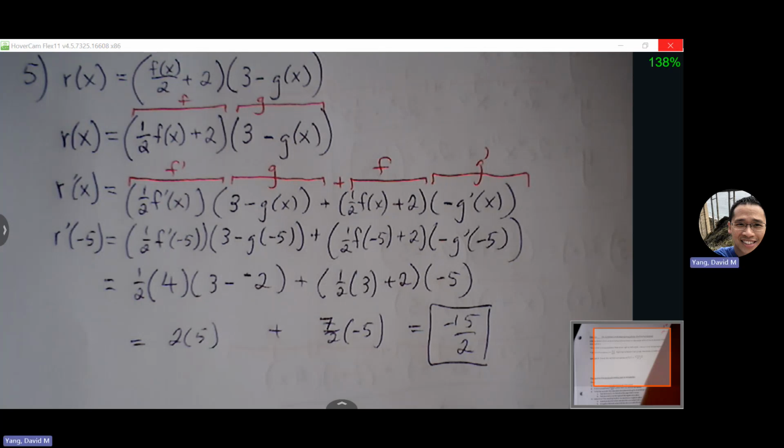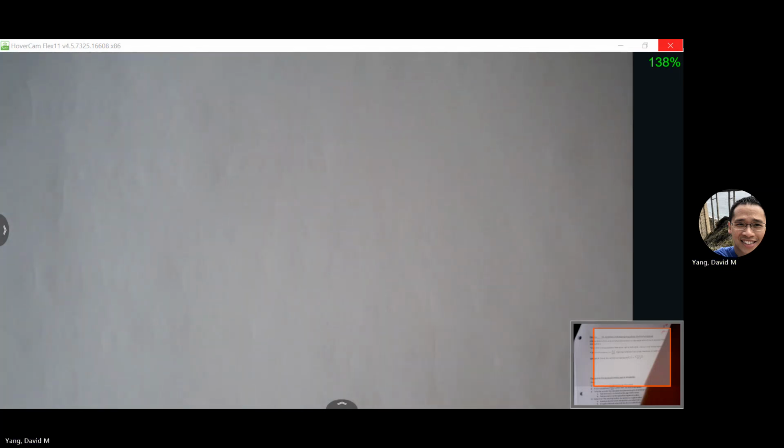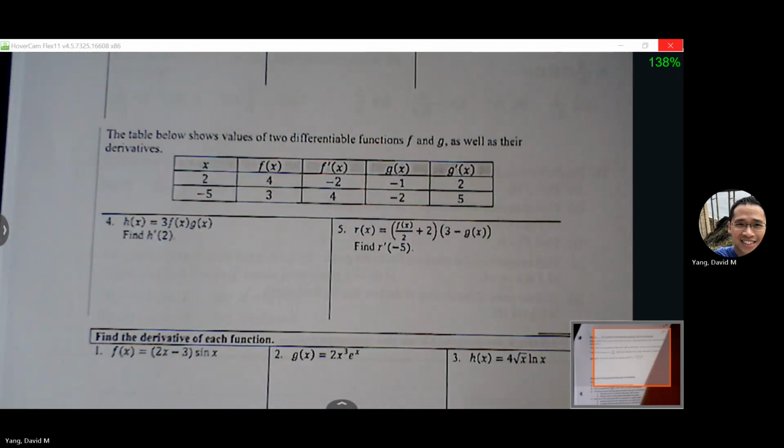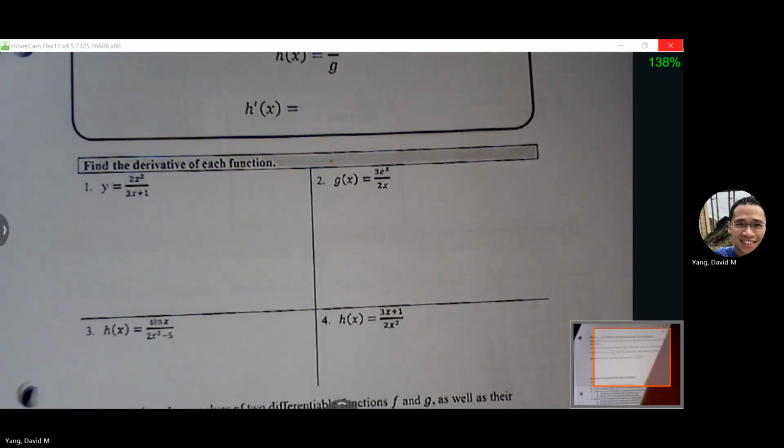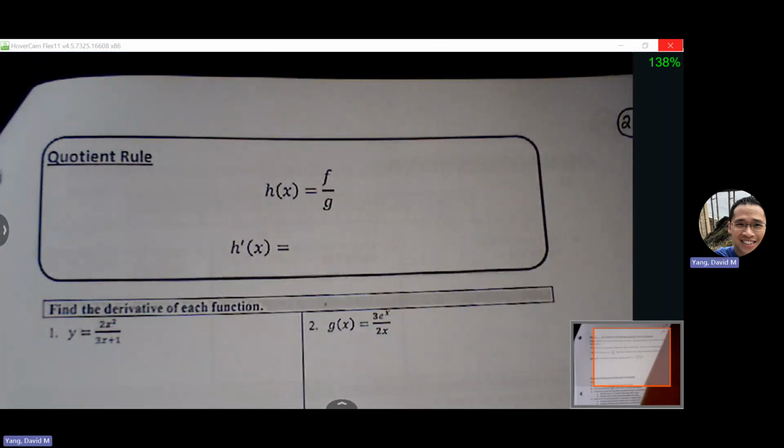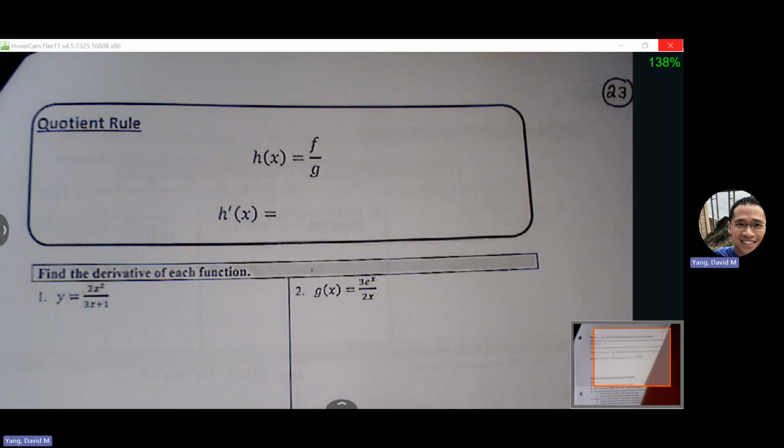Okay, any questions? Product rule. Okay, let's go to the next page. Next up is quotient rule. Quotient rule is where I have 2 expressions that are divided by one another.